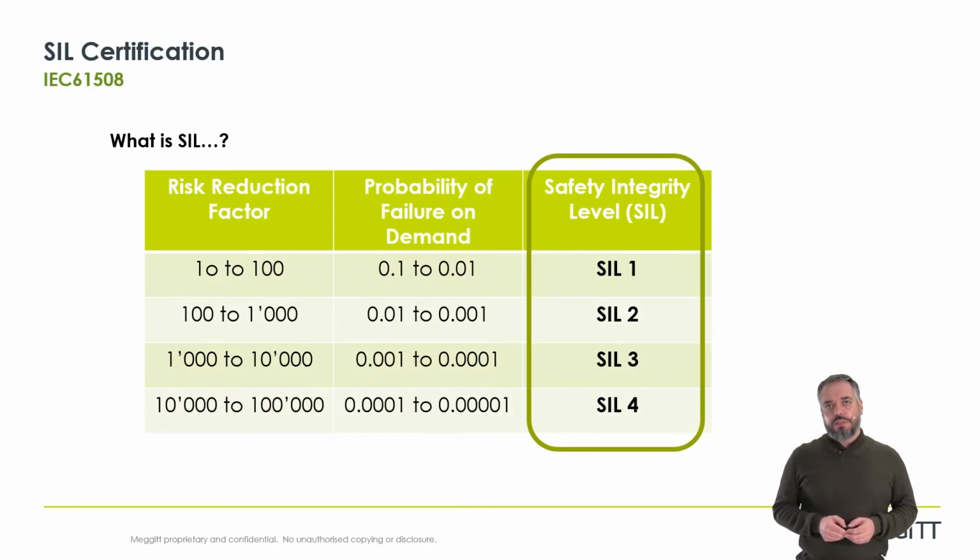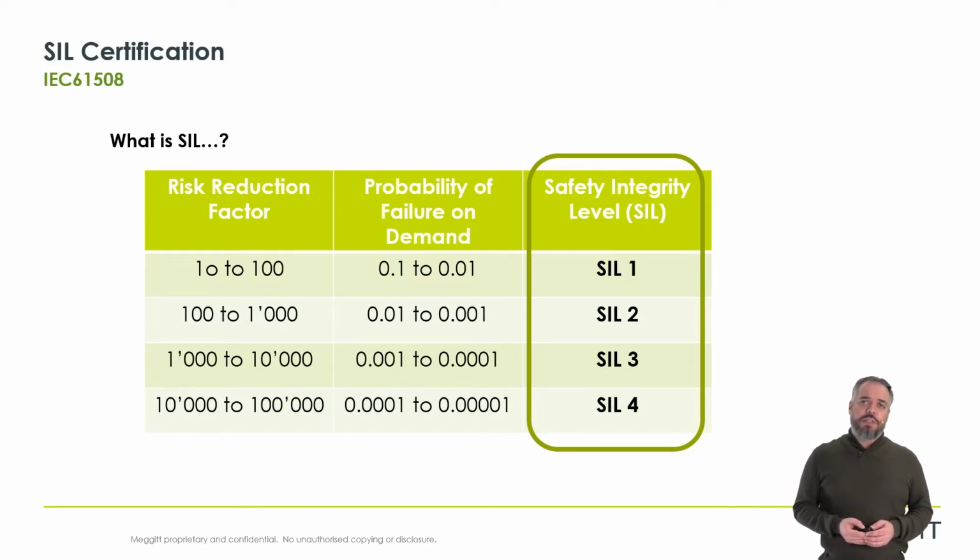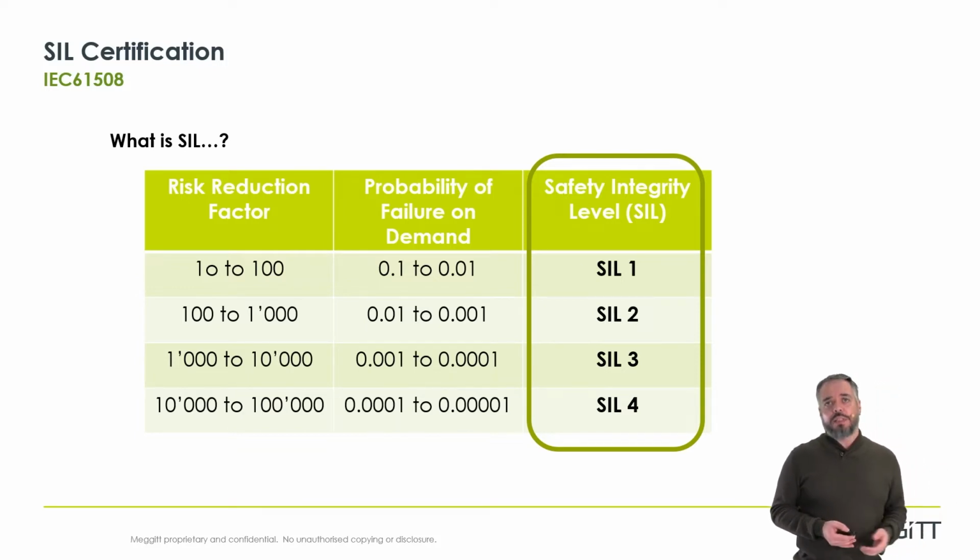Before looking further into the certification process, let's remind the meaning of SIL level. We know already that the SIL tells us how good our system performs in terms of safety, or in a way how well it reduces risk. The higher the SIL number, the higher the risk reduction. In other words, the higher the number, the better the safety system will manage risk.